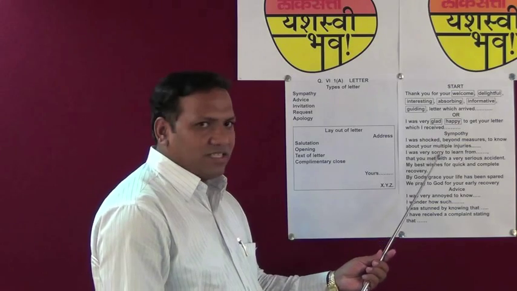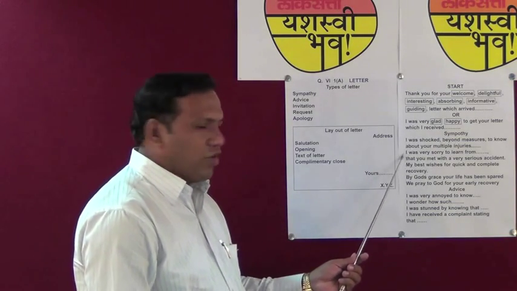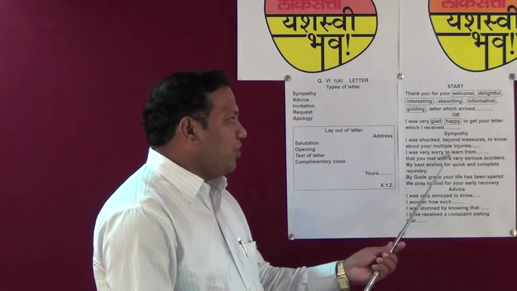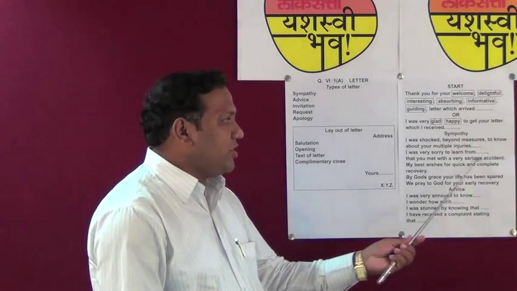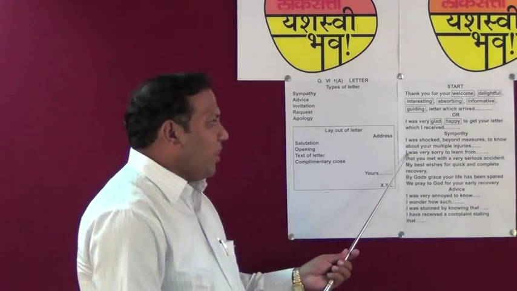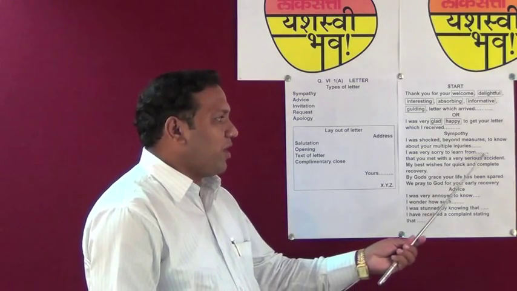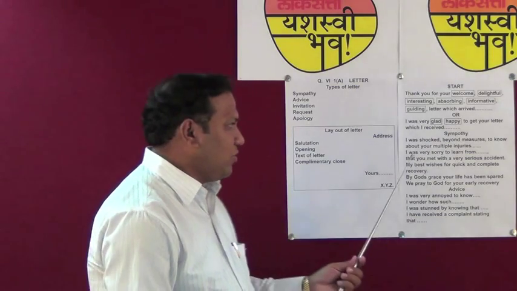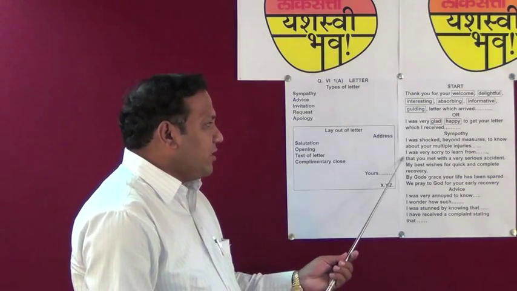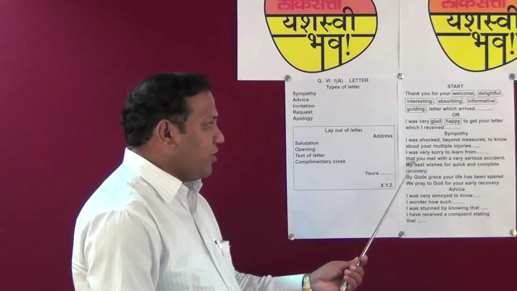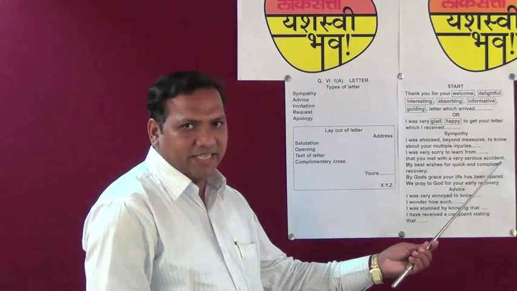If you don't like this line, or if you are not satisfied with this line, then you have another option. Then you may start with another line. I was very sorry to learn from, and here is a dot dot, that means you may write down the name of your friend. I was very sorry to learn from Rahul that you had an accident. Like this you may begin. Or here is again: I was very sorry to learn from Rahul that you met with a very serious accident.